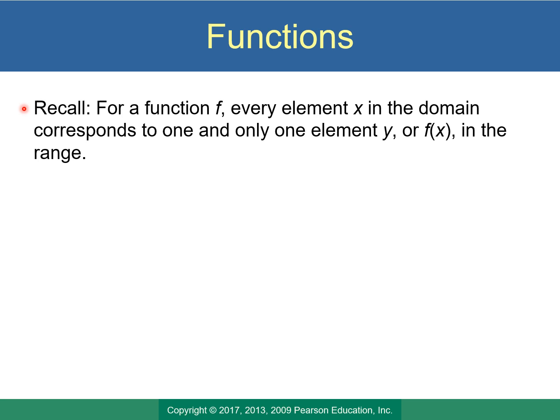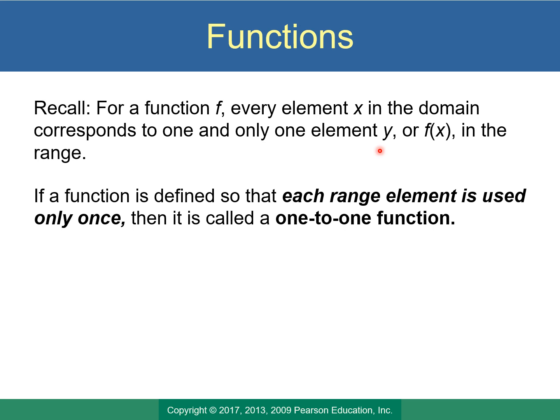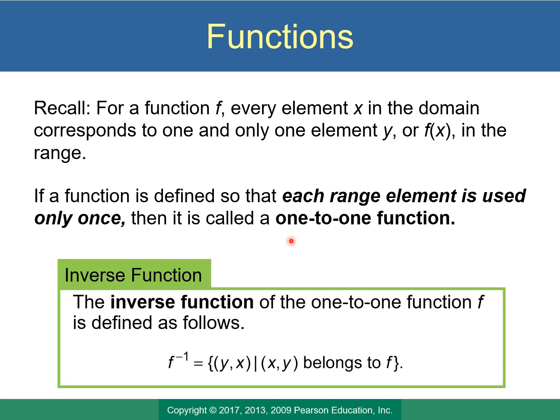Now first recall that for a function f, every element x in the domain corresponds to one and only one element y in the range. So every input or domain element corresponds to only one output or range element. If a function is defined this way, so that one range element has only one input that it's used with, then this is called a one-to-one function. Why this matters is because only one-to-one functions have inverse functions.